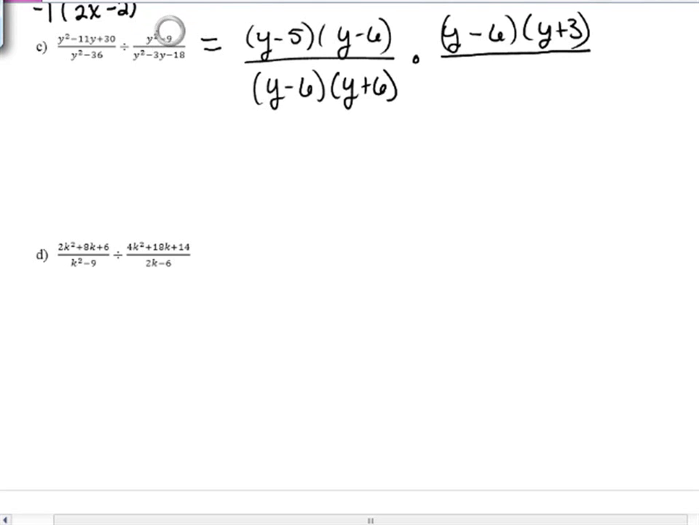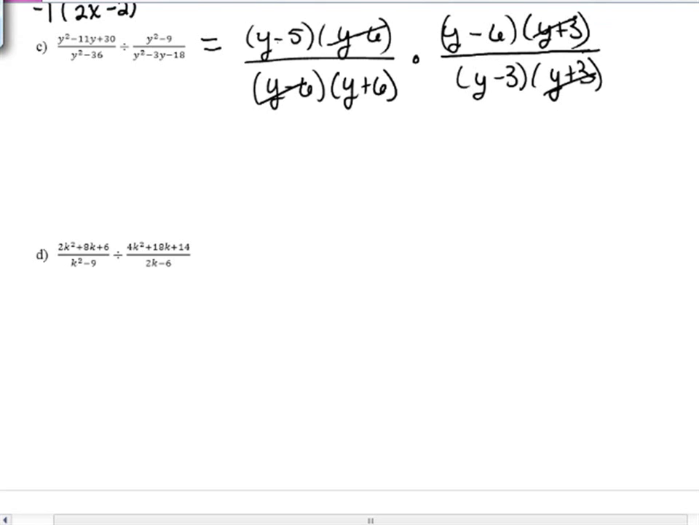Now the y squared minus 9 is going to go in my denominator, and that's the difference of two perfect squares, and that will factor as y minus 3 times y plus 3. Now we're going to cancel anything that we can cancel. We have y minus 6's on top and bottom here. We have y plus 3's top and bottom here.